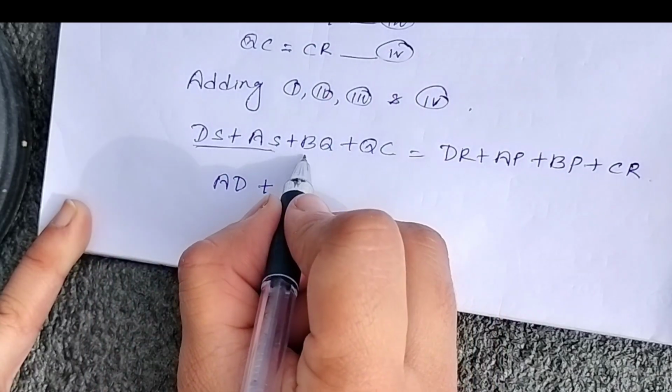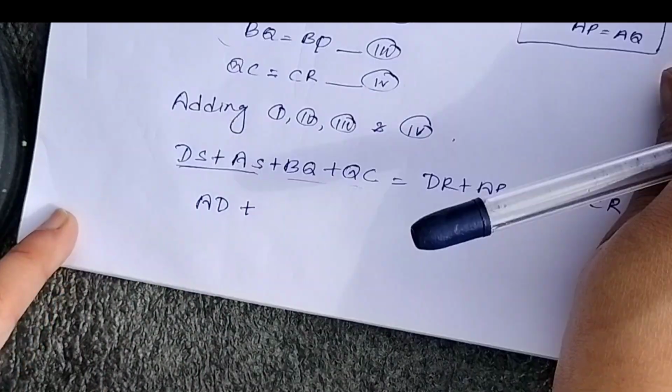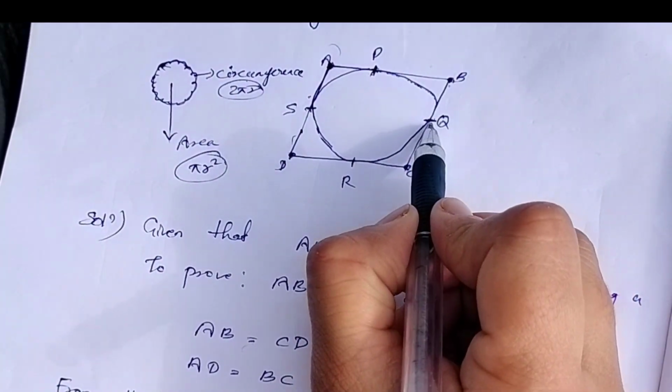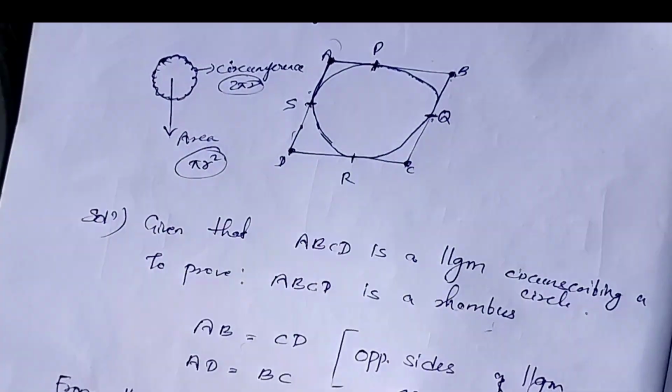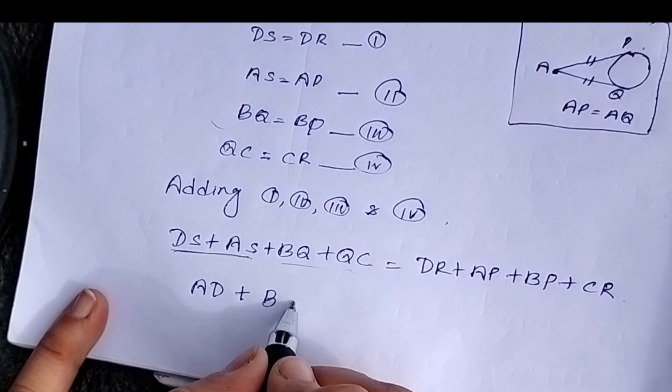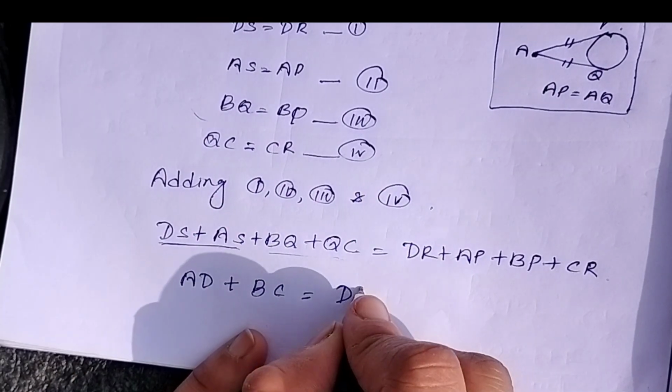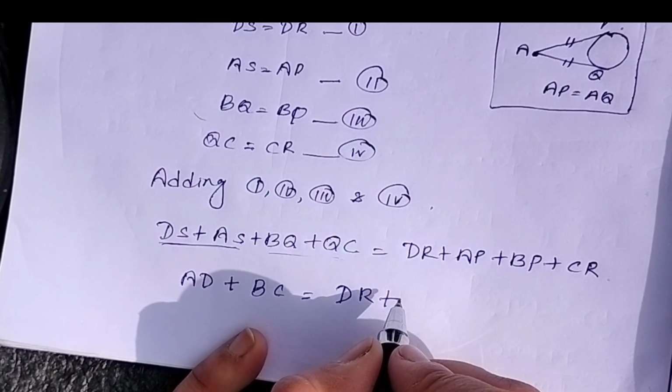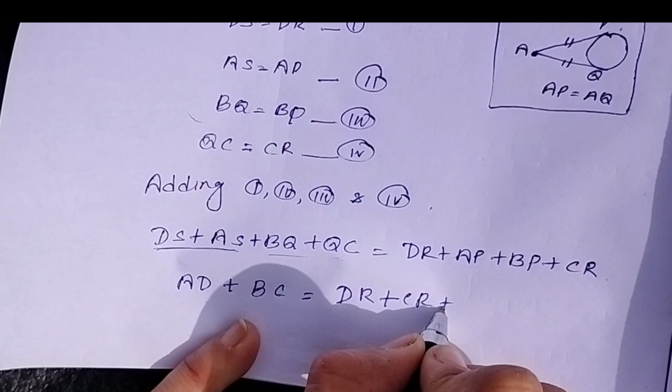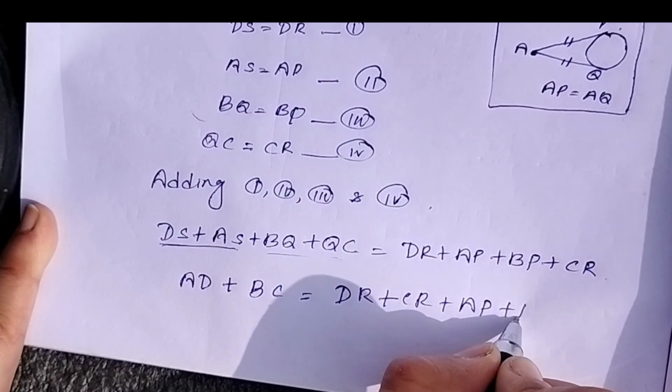Similarly, BQ plus QC can be written as BC only, no. So we will replace it with BC. Similarly, write it like this. Okay, DR plus CR plus AP plus BP.